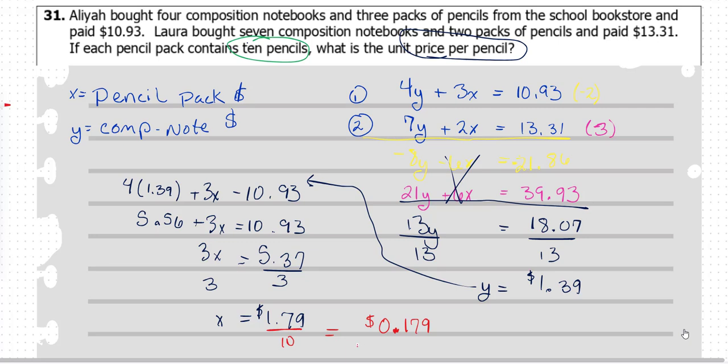So each pencil costs 17.9 cents. And that would answer the question. So we just got to keep in mind, what is the question when we're looking at these? Sometimes it's one of the two answers. Sometimes we have to take it a step further. So just be aware of that.